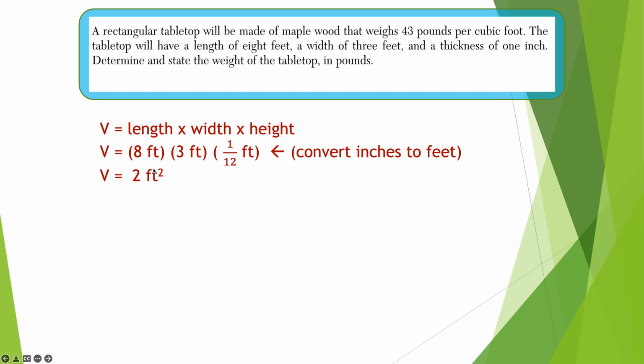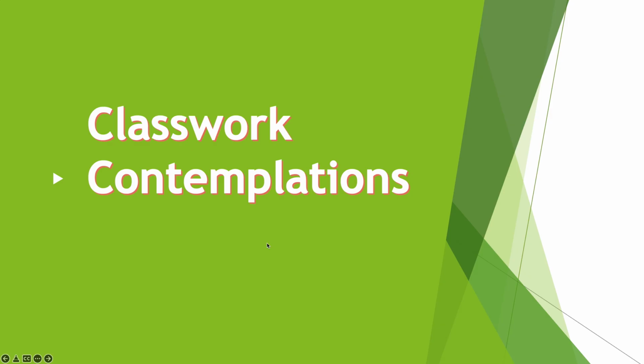Oh, that should say feet cubed. You might think that's a 2. That's really a 3. That's feet cubed. Okay? So now I do, oh no, I'm sorry. Yeah, it's feet cubed. So the weight then is going to be 2 feet cubed times 43 pounds per feet cubed. I just messed up the exponent, sorry. And that gives me 86 pounds total.